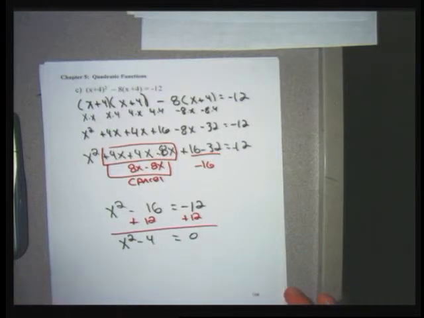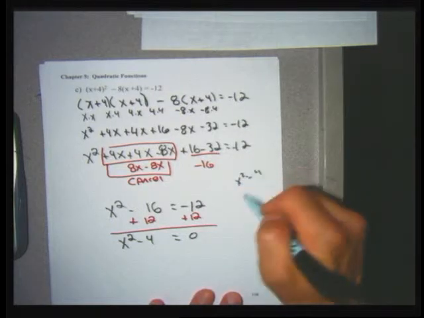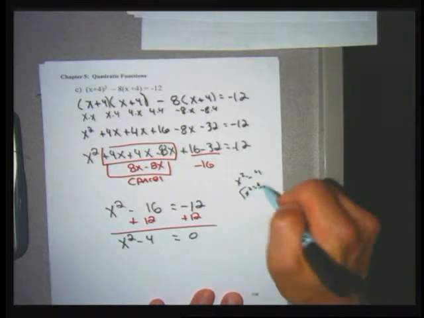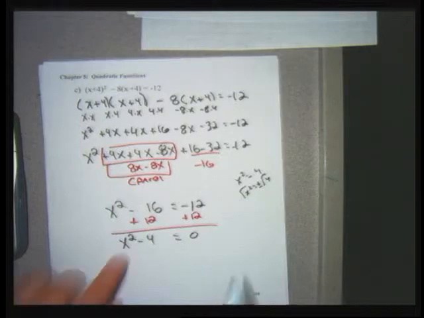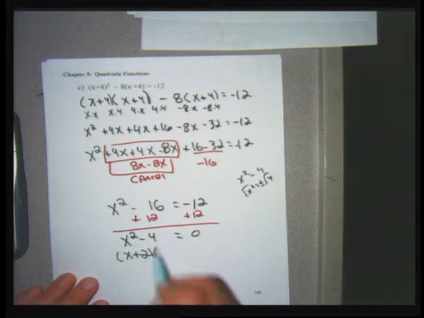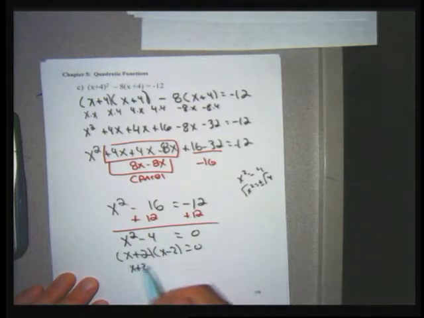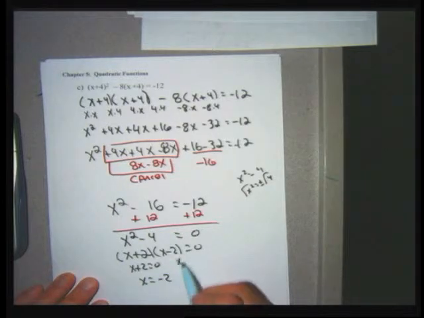If you added 16 to both sides and got x squared equals 4 and you square rooted and did plus or minus the square root, you'd get the same answer. I'm going to do this by factoring. That's the difference of squares, which gives me x plus 2, x minus 2. When I do x plus 2 equal to 0, I get x equal to negative 2. When I do x minus 2 equal to 0, I get x equal to 2.